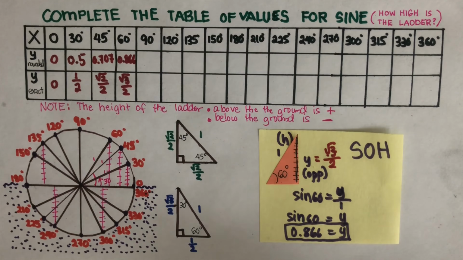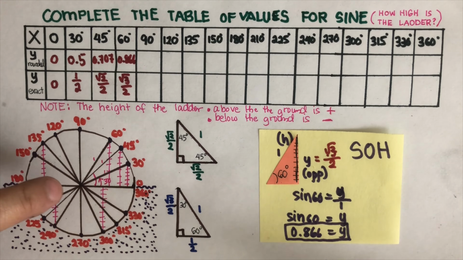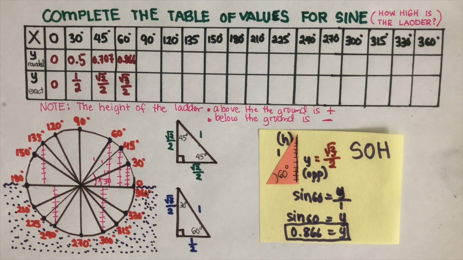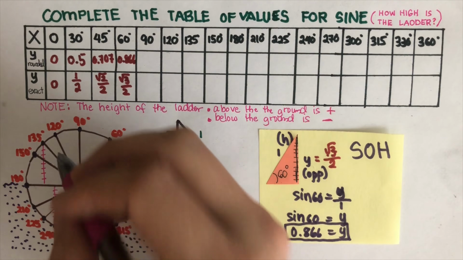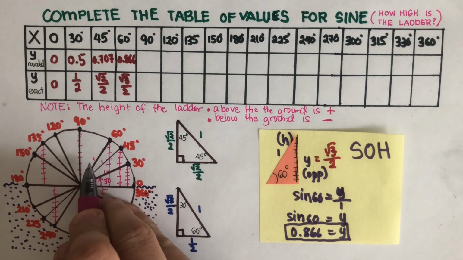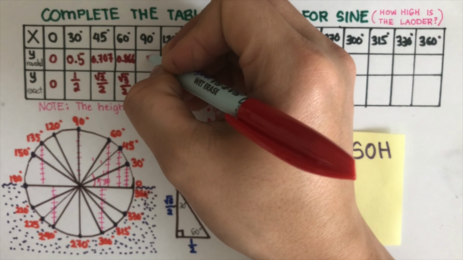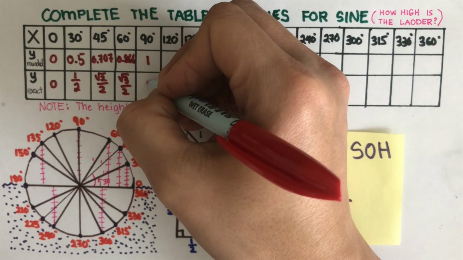And let's have the last one here. So we're done with 60. We move on to 90. So for 90, the height of the ladder is actually equal to the radius, because that's 1. So this one right here is a 1 for 90, and that's a 1 over here.